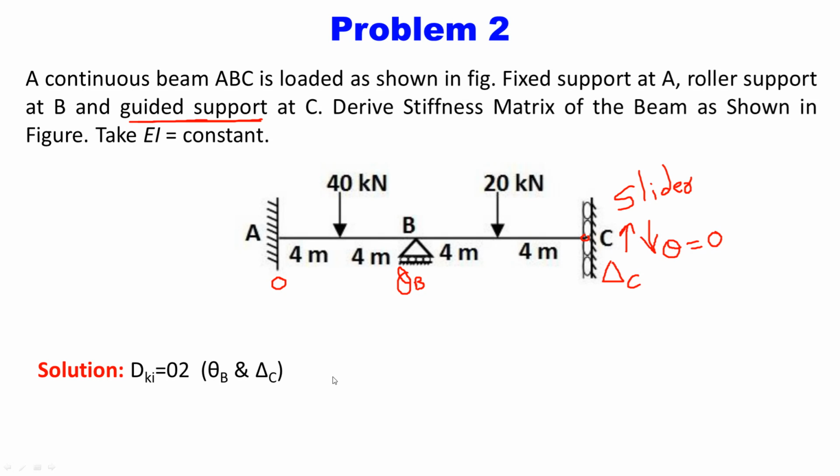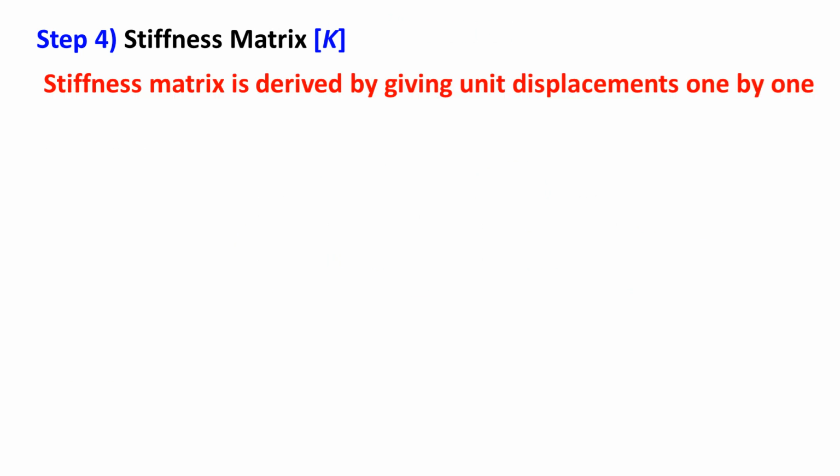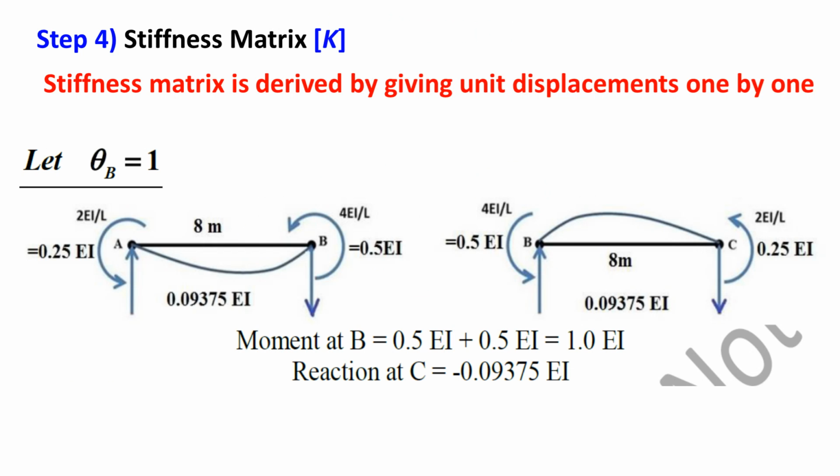Now to derive the stiffness matrix of this beam, the first figure is similar to the previous problem. Theta B equals 1. Give the unit positive rotation at point B. Positive means anti-clockwise. To rotate the joint B in anti-clockwise sense, we have to apply moment in anti-clockwise sense. So moment at point B is anti-clockwise in both the members, because B is common to both the members. Magnitude of moment is 4EI by L.